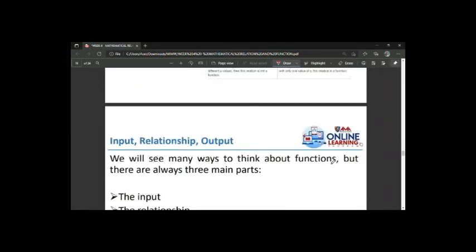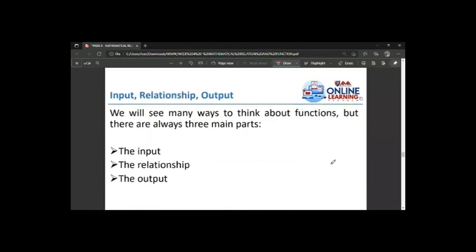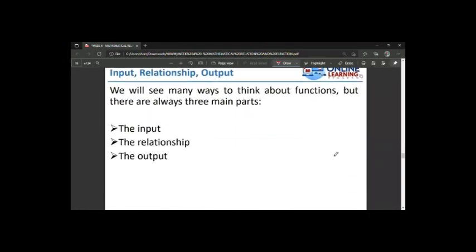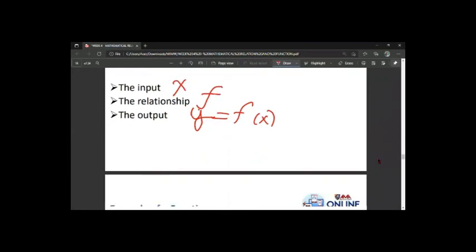Okay. Now, we're done with this. Let's go with the three main parts of a function. So yung function, may tatlong parts na main, parts siya. May tatlong parts siya na dapat natin pag-aralan. Okay. So, first part is the input, which is x. While yung relationship will be the main function. And the output would be the y or yung f of x. Okay? So let's go here.